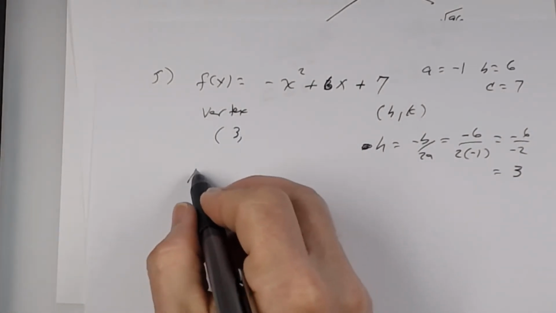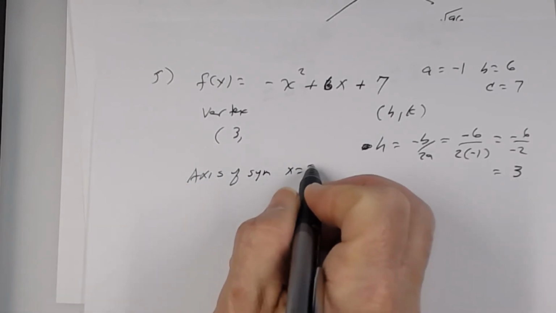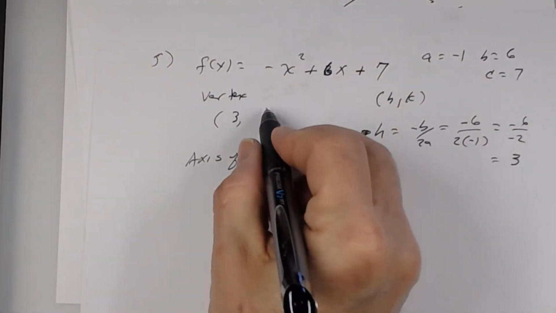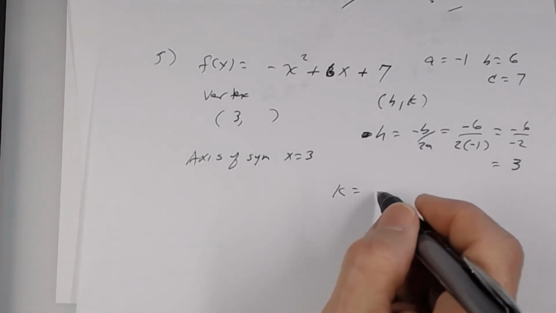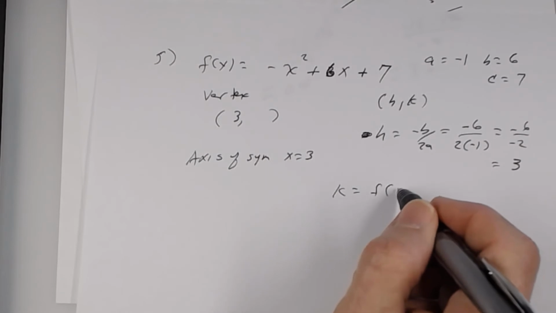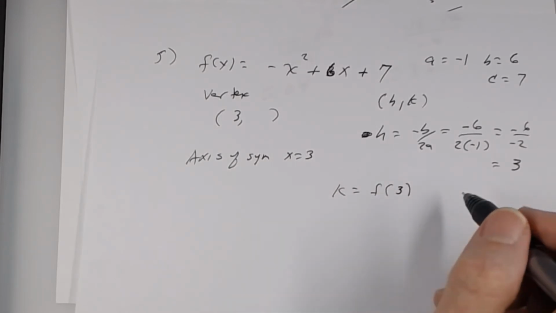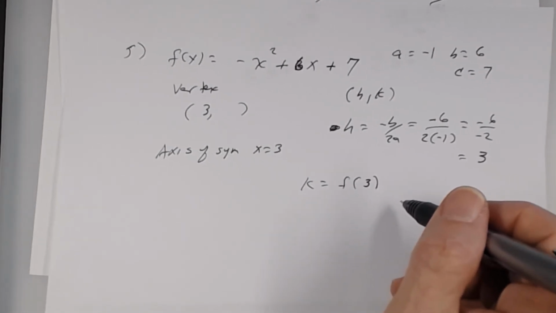And right away, I know the axis of symmetry. What's the axis of symmetry? x equals 3. So I have that vertical line going through the vertex. How do you find the y-coordinate? So how do you find k? How do you find the y-coordinate? Plug in 3. So you're finding f of what? 3. Not 6. 3. You said 3 or 6? 3. Oh, okay, I'm sorry. All right, f of 3.